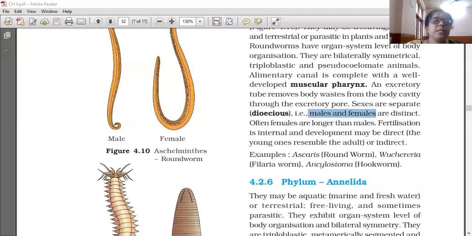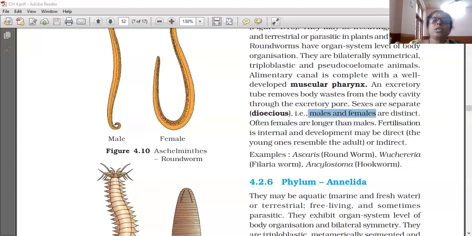Three layers are there, shown here. Three germinal layers: ectoderm, mesoderm and endoderm. Acoelomate, no coelom is present. Mesenchyme is present in the mesoderm. Habitat is mainly aquatic. Endoparasites, which I already told you about. Some are free living ones.